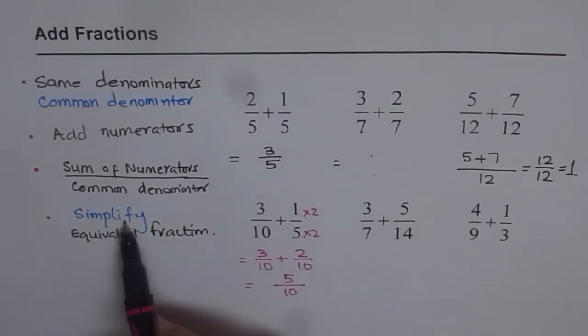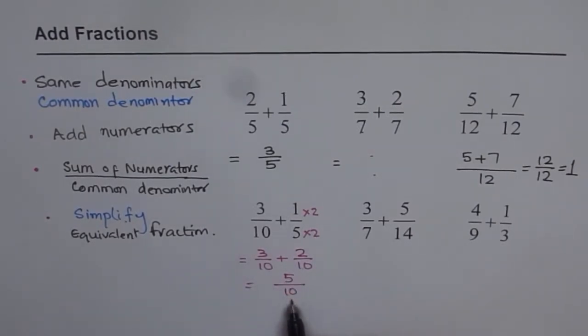We need to simplify since we have 5 as a common multiple, right? So you can factor out 5. You can divide both by 5 and get what? 1 over 2. So 1 over 2 is an equivalent fraction. 5 over 10 can be written as 1 over 2. So our answer is 1 over 2 or half.